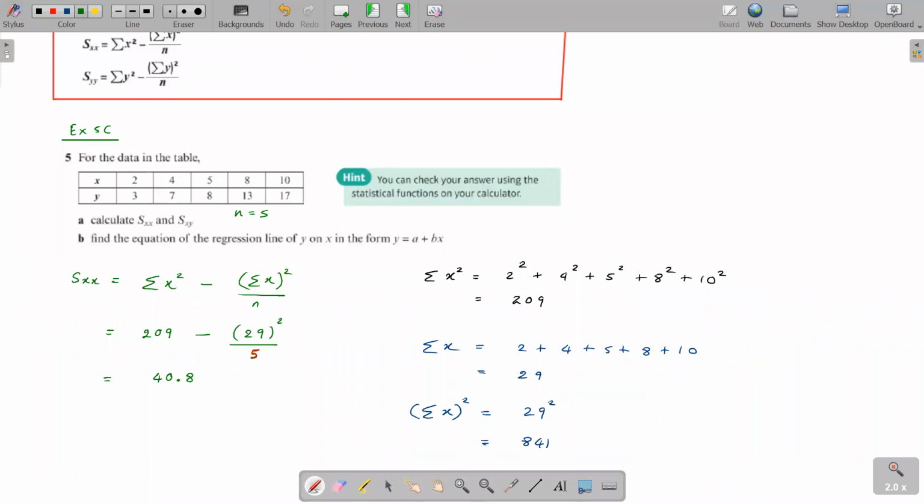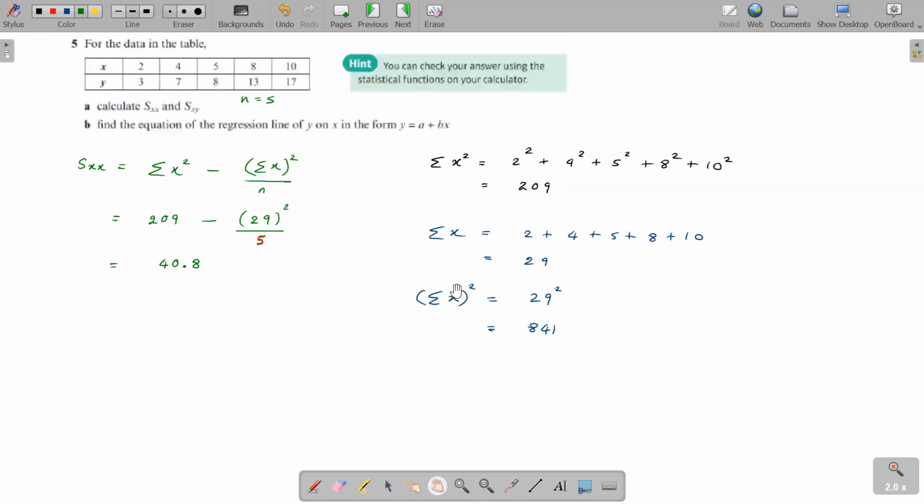Now over here we get an exact figure, but sometimes there's a chance you'll get a recurring decimal. So in that case, go for the fraction, because we need to keep things to a higher significance as much as possible. Take all the decimals. If there are recurring decimals, try to get the fraction. Okay, so Sxx is done.